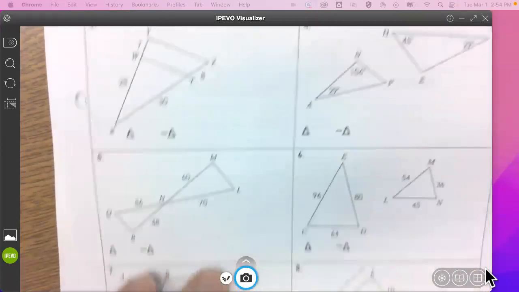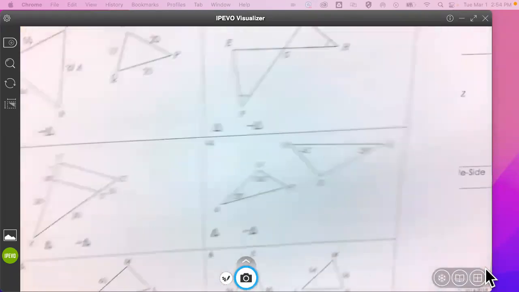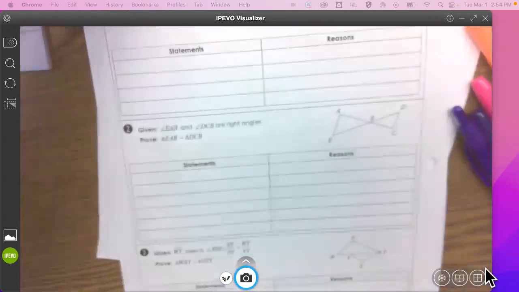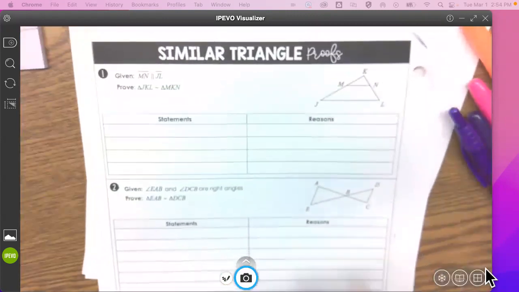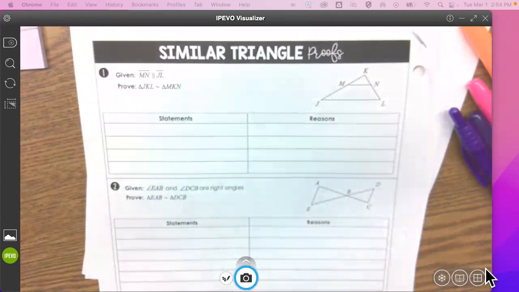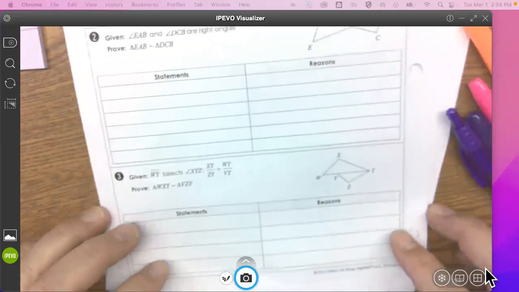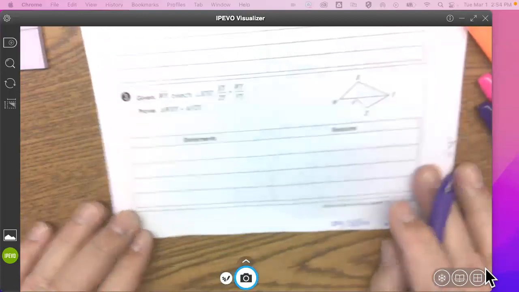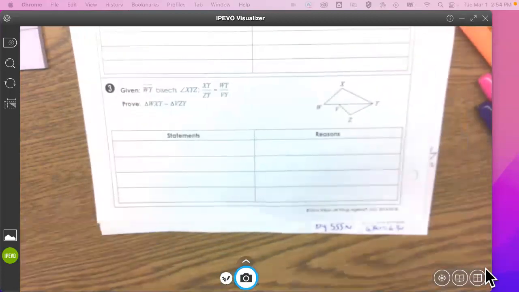You're going to have a page here of homework to do to practice some of these things. And then the last part is your favorite. Proofs. I'll give you a choice. You want me to do 1, 2, or 3 for you? 3, all right. We're going to do 3.